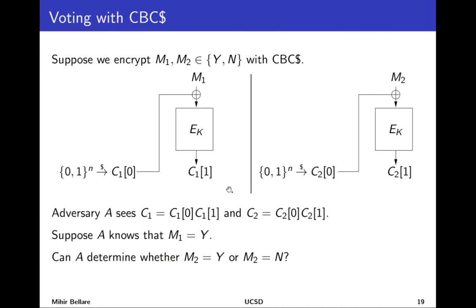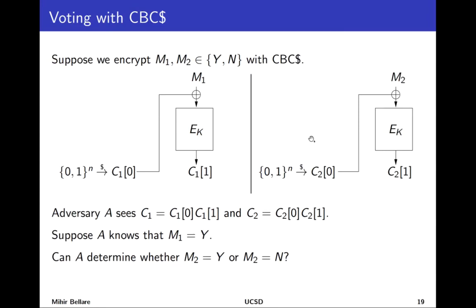It knows exactly how encryption is being performed, but it doesn't know what the key is. When M1 is encrypted, you'll get back a ciphertext of 2 blocks, not 1 block. The first block, according to CBC, is randomly chosen. That's added into here, and then the second block is computed through the block cipher.